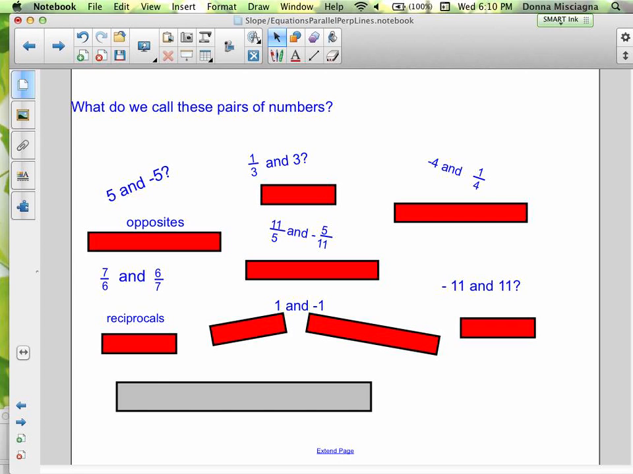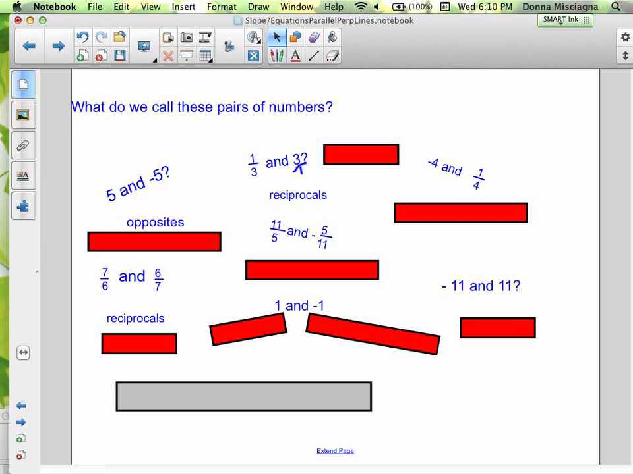How about 1/3 and 3? Well, we could write 3 as 3 over 1. Notice they're flipped from one another. They're reciprocals.